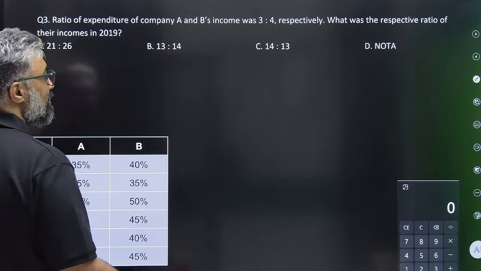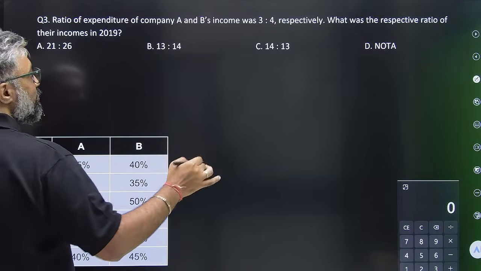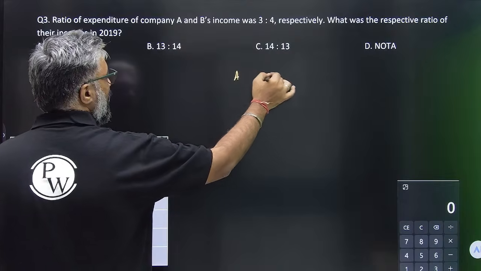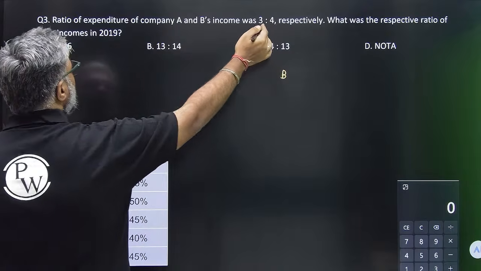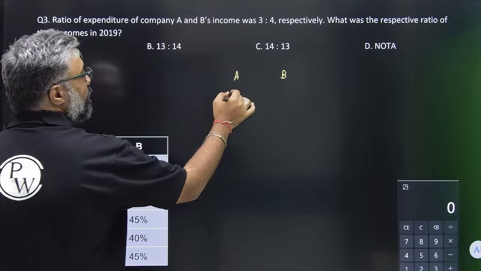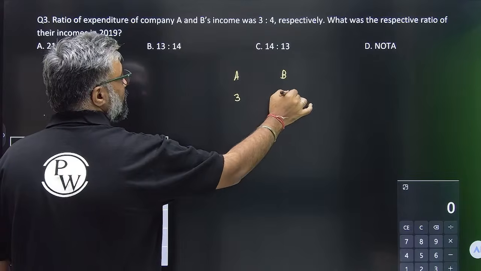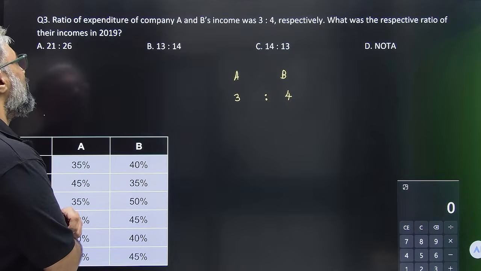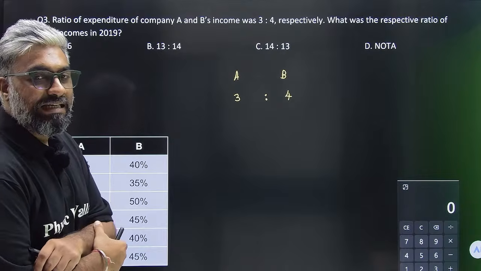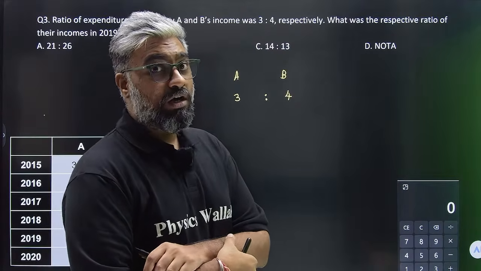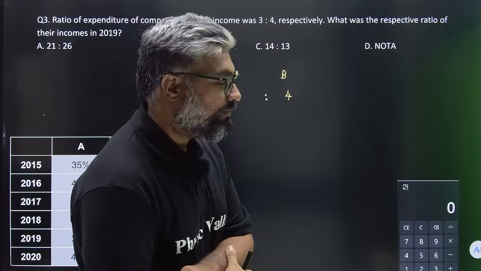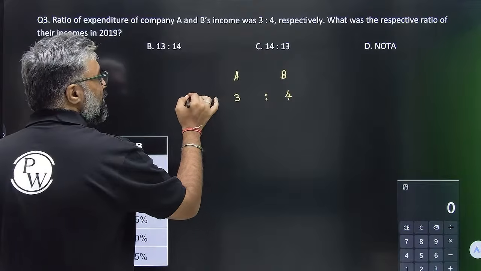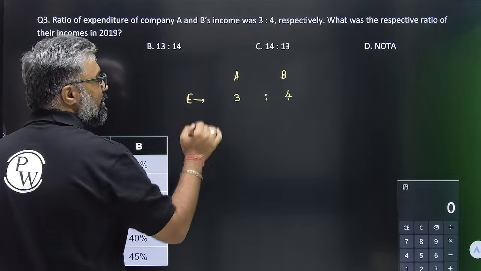Okay, so they've given us the ratio, not the actual value, the ratio of A and B to be 3:4. They're asking the respective ratio of the income in 2019. Income, not profit, income. Okay. So this is expenditure. This is expenditure.